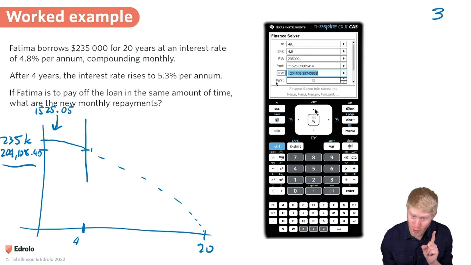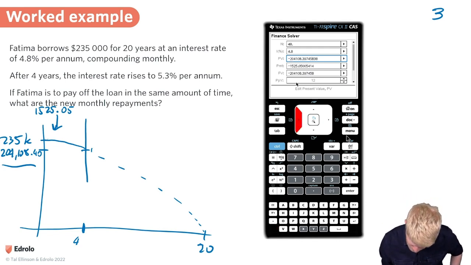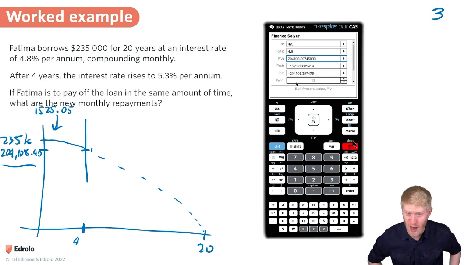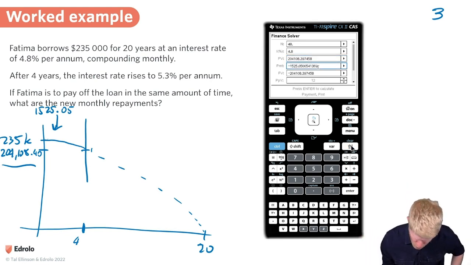Let's change our future value, Control C, to be the present value, because this is now how much is being borrowed at the beginning of this loan. At 4 years' time, Fatima is kind of taking from the bank. She has in her bank account $204,108. Okay, she's going to now start paying off that loan. Her payments, we don't know. That's the thing we're trying to find out. Okay, the future value is going to be 0.